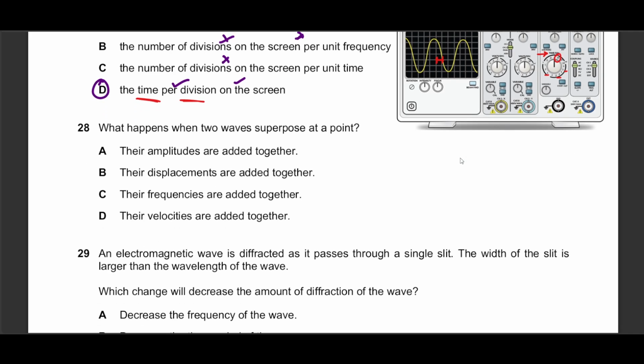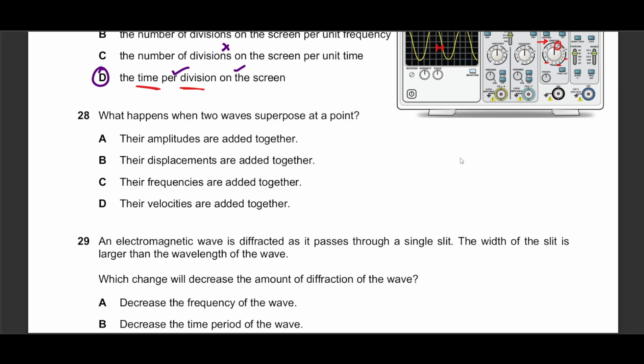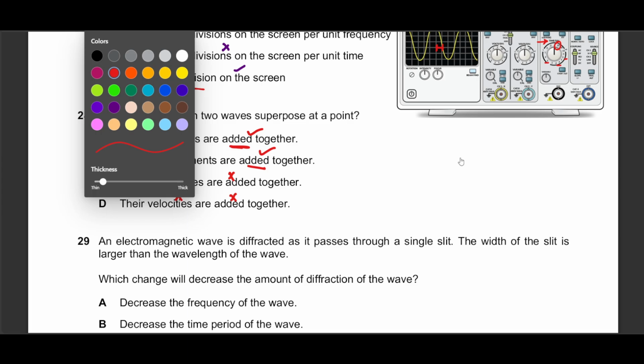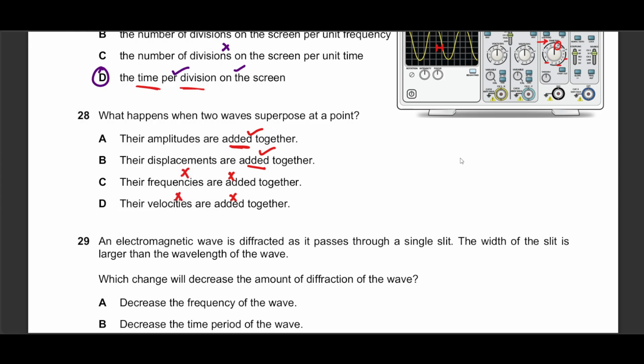Question number 28. What happens when two waves superimpose or superpose at a single point? Their amplitudes are added together. Now, there is going to be an addition function. So that bit is right. Their frequencies don't get added together. Their velocities don't add together. Their amplitudes or displacement get added together. Now I have to choose between A and B. Which one would be the best option? You see, it is going to be displacements.